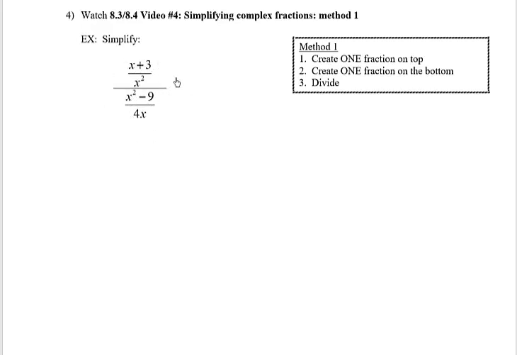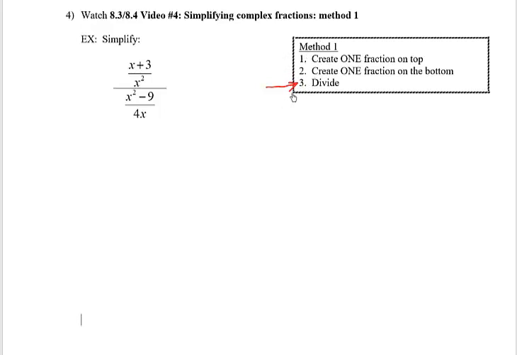Our job is simply to clean it up, to find some way to rewrite it so that it looks like a simpler fraction. Method 1, I've summarized for you over here. Here are the steps. You create one little fraction up top, you create one little fraction on the bottom, and then you divide, just as we did in the previous video. Now, I will tell you that in my opinion, method 1 is really only worth doing if the first two steps have already been done for you and you can just skip ahead to step 3.